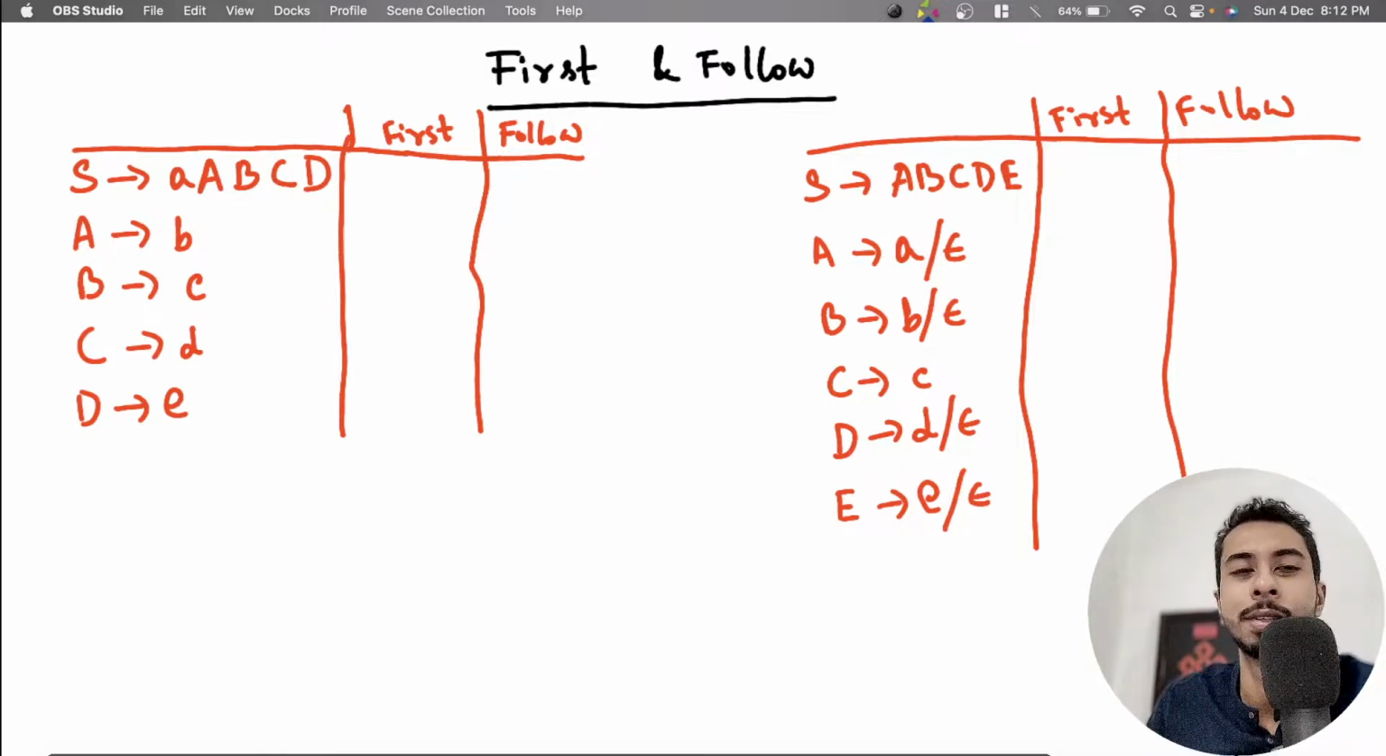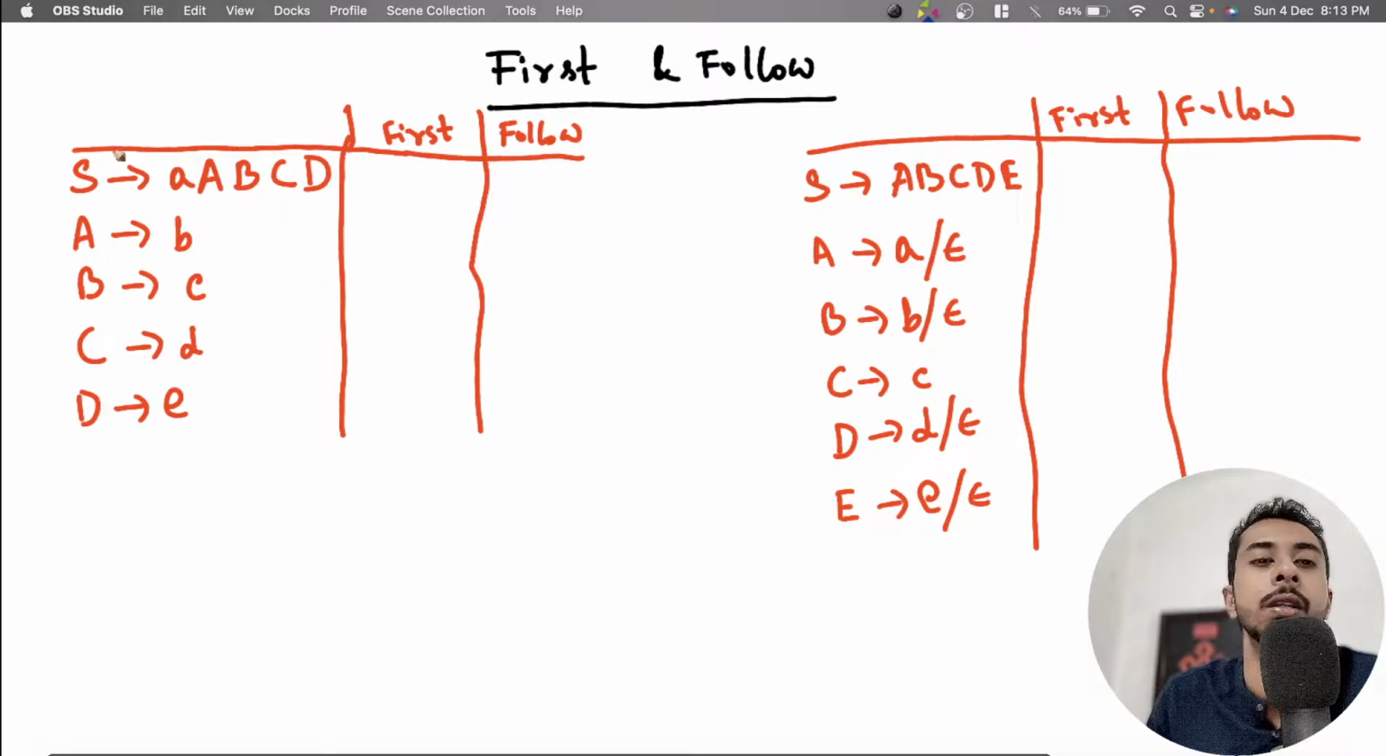So let's see how it works. I have taken some examples and I'll find the first and follow. You can find the theory about first and follow in the book by Holman Setti, but here I will do it practically. It's very easy.